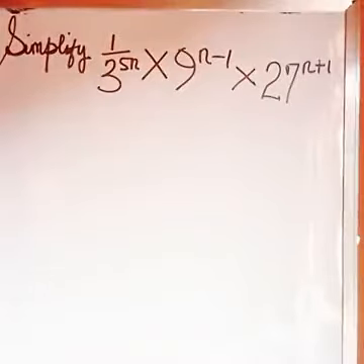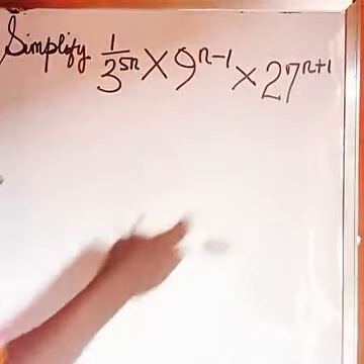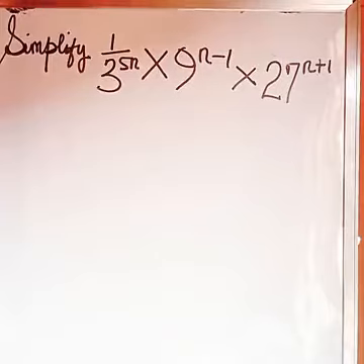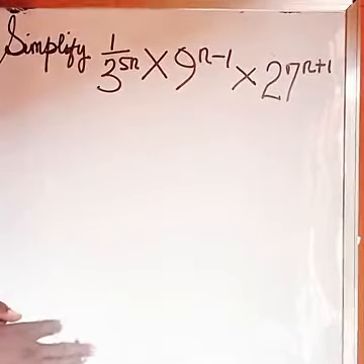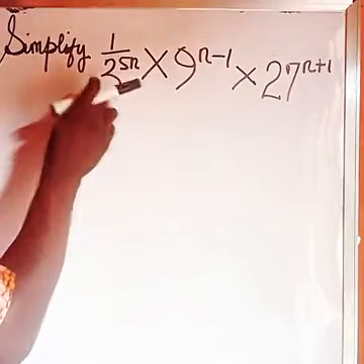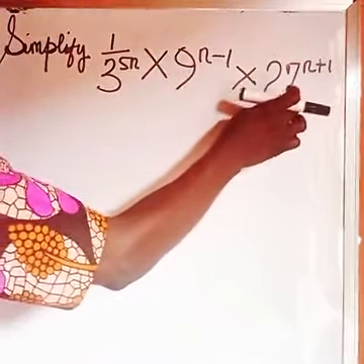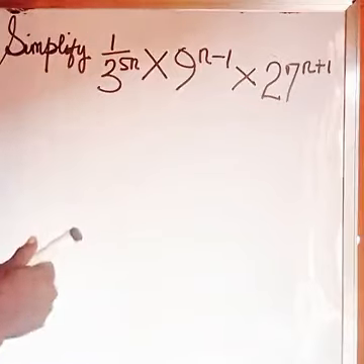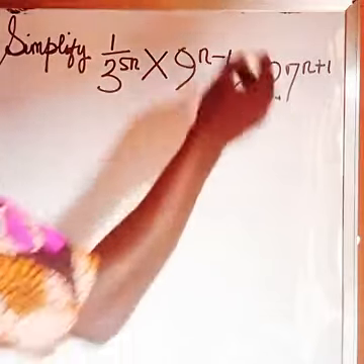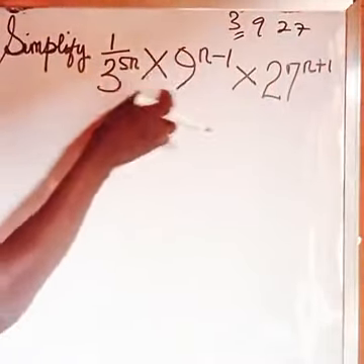Now the best thing we do is let us do an inspection. We discover that 3, 9 and 27 are the bases, and fortunately for us, 3, 9 and 27 can be expressed as indices with the base of 3. So the best thing to do is to always change all the bases to the lowest base. The lowest of 3, 9 and 27 is 3. So we are going to express this in base 3.